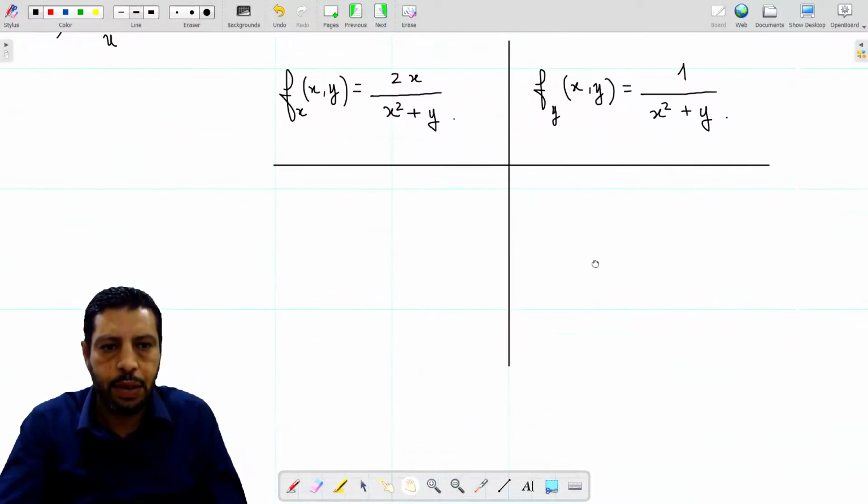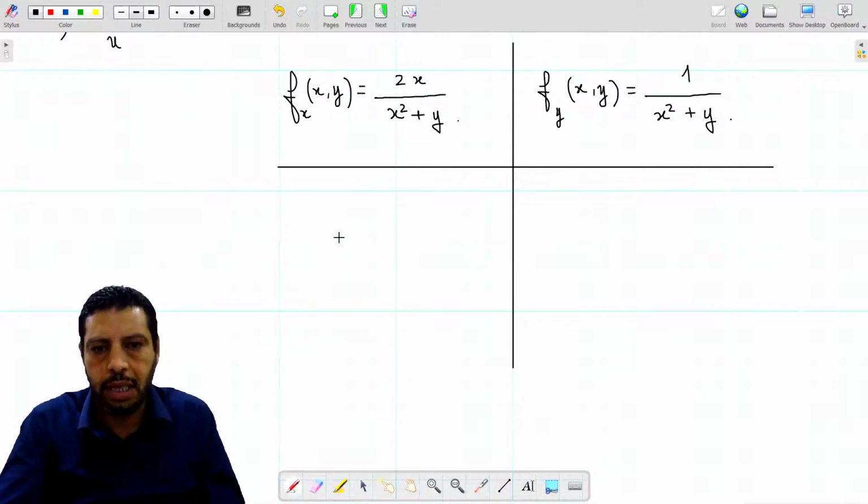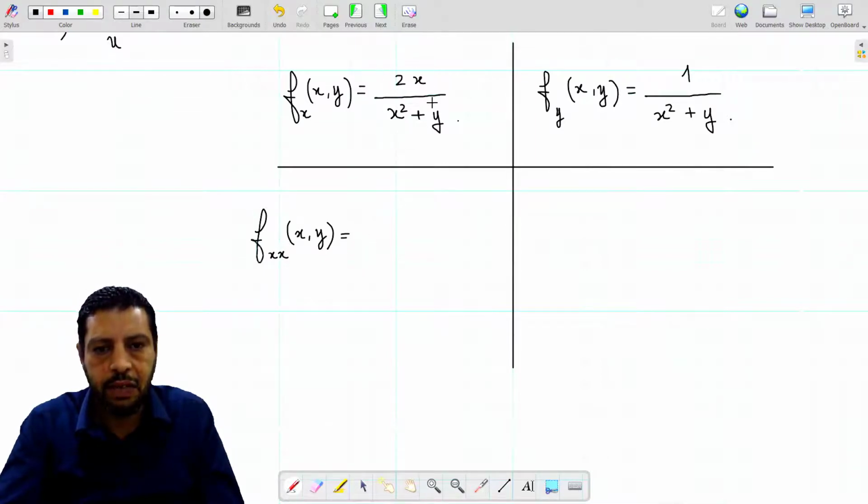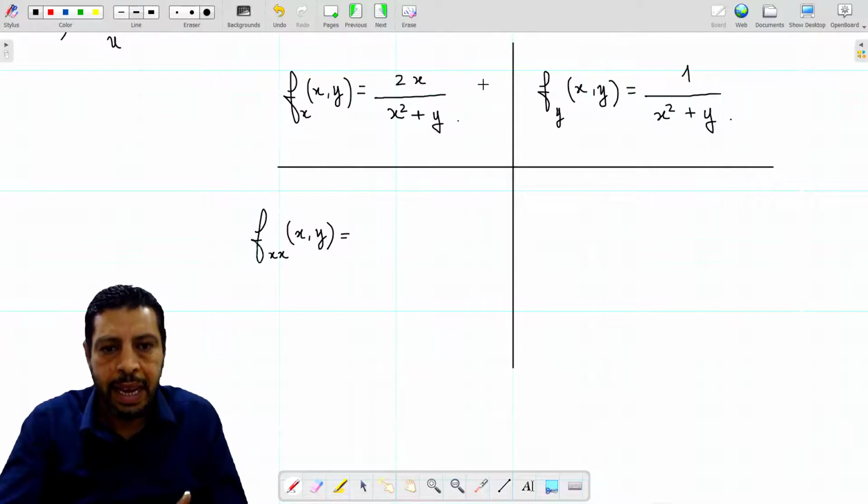And here I will give you some tips to get the result correctly and quickly. Now, I will compute fxx first. So, look at fx and compute its derivative with respect to x. From an x point of view, this function here can be seen as a quotient of two functions of x. So, we're going to use the quotient rule to compute the derivative of this function with respect to x. So, let's start.